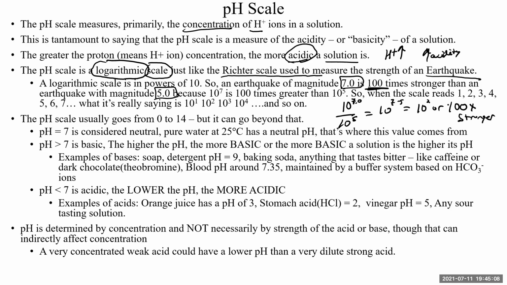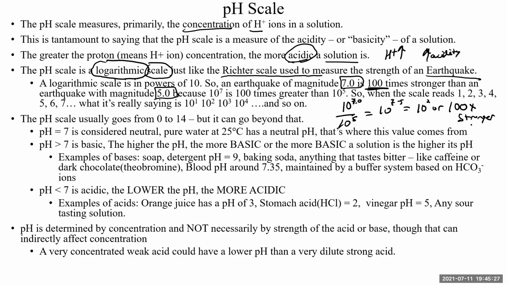A 7.0 earthquake is 10 to the 7 minus 5, or 10 squared, times stronger than a 5.0 earthquake, because it's counting powers of 10. 10 to the 7th means 7 tens. 10 to the 5th means 5 tens, 5 powers of 10 multiplied to each other. This is also referred to as orders of magnitude.